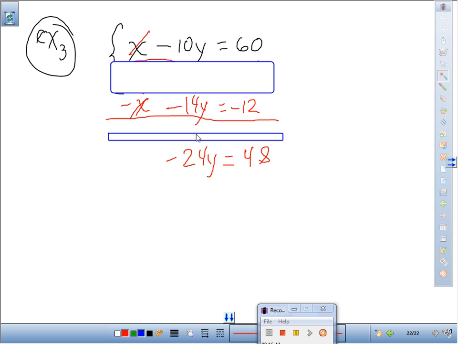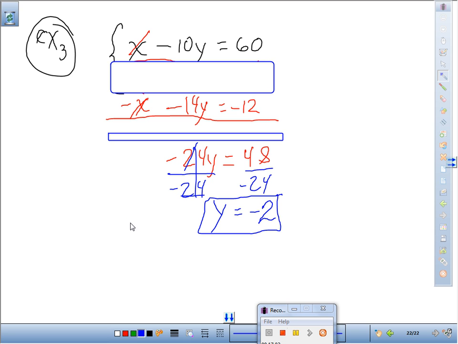So step 1, standard form, yes. Step 2, eliminate a variable, yes. Step 3, solve for the remainder. What do we do? Divide by negative 24, divide by negative 24. We're left with y equals negative 2. Okay? So now, from here, so we did change into standard form. That was already done. Eliminate one of the variables. Solve for the remainder. Substitute that into one of the equations and solve.